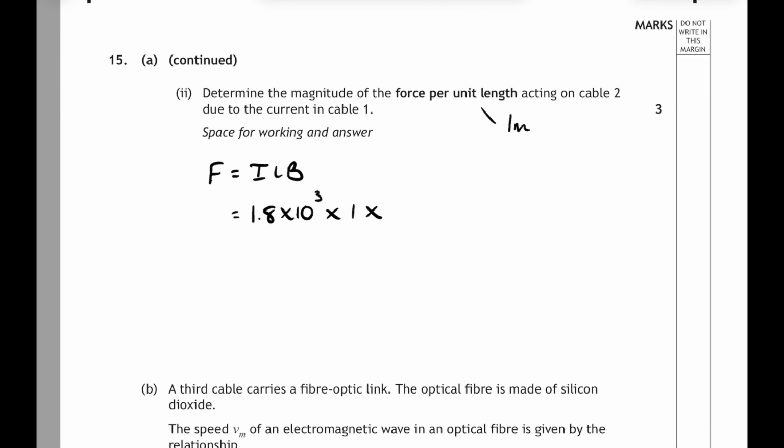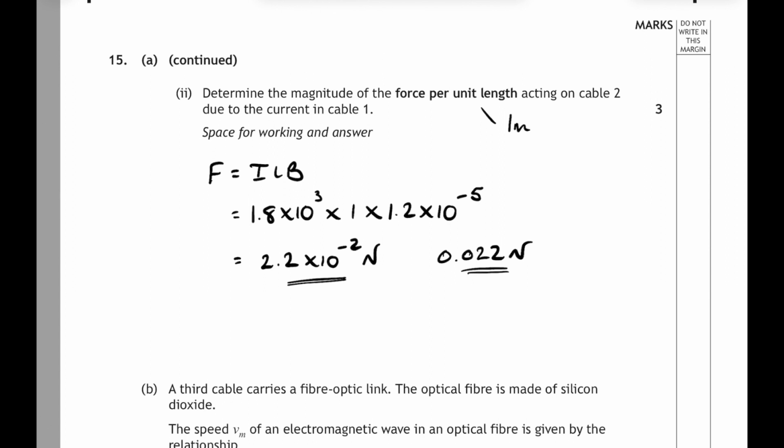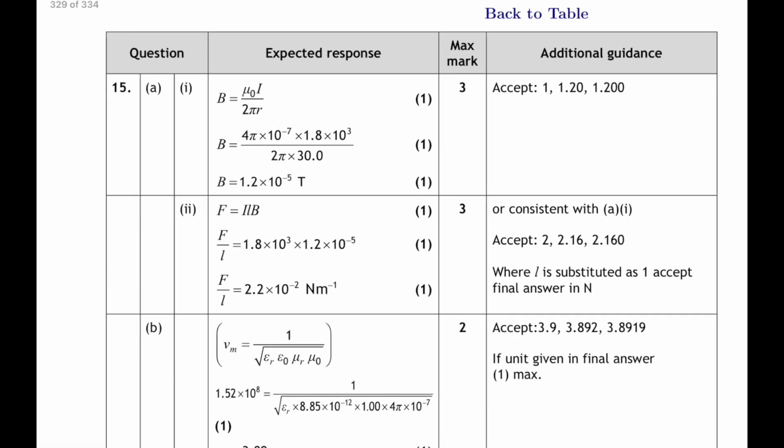So if we put in a length of 1 metre there as well, and the magnetic induction, which we calculated in the previous part of the question, and it was 1.2 times 10 to the minus 5 Tesla, then that gives us an answer for the force per unit length acting on cable 2 of 2.2 times 10 to the minus 2 newtons, or 0.022 newtons. That's quite tricky. Let's have a look at the marking instructions for those first 2 bits.